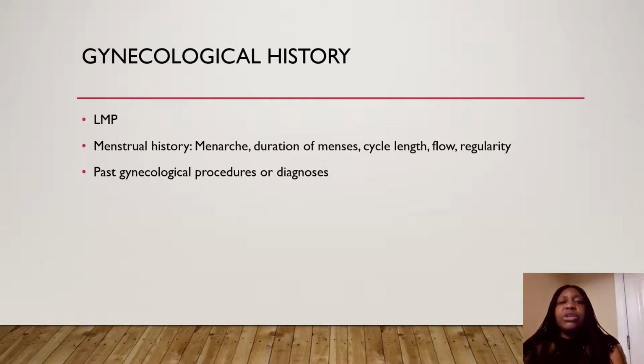The menstrual history includes asking how old she was when she started having periods, how long her periods last, how long her cycle is, whether she has heavy flow or a light flow, and if her periods are regular. We also want to find out if she's had any past gynecological procedures, which may include a D&C, may also include a laparoscopy, or even a cervical biopsy. We also want to find out if she's had any previous diagnosis, which may be fibroids, even it could be a cervical cancer, or it may be just polycystic ovaries.